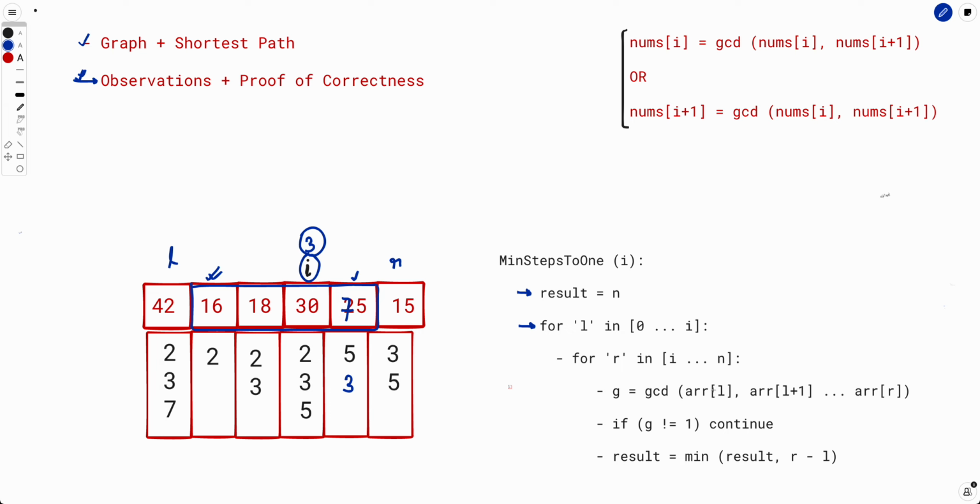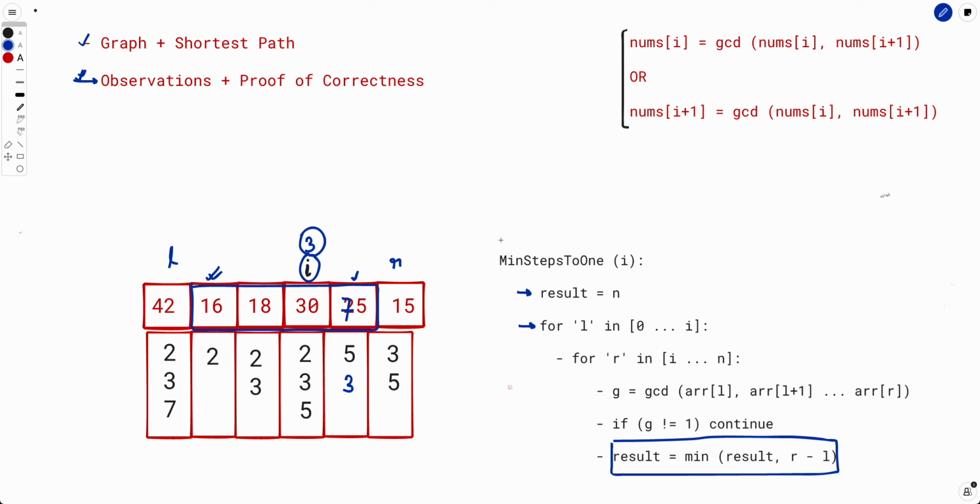Now you will do the GCD of every element from L to R. Now if the GCD is equal to 1, then you will just take the minimum of the range which contains this L and R, right? And this will give you the minimum number of operations that is required to convert the value of an element to 1.